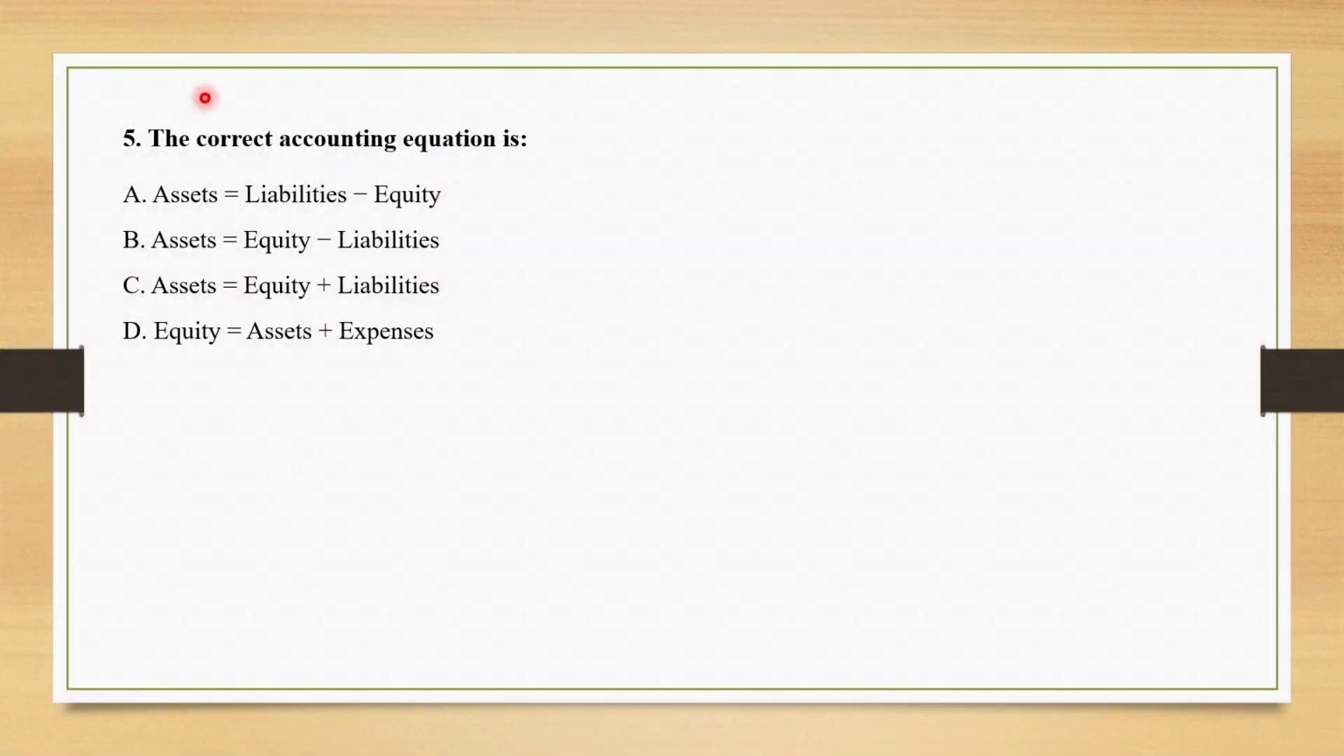The last question. The correct accounting equation is: A, assets equal to liabilities minus equity. B, assets equal to equity minus liabilities. C, assets equal to equity plus liabilities. D, equity equal to assets plus expenses. What is the accounting equation, as you have seen? What is the answer? The answer is C, assets equal to equity plus liabilities, as we have seen.